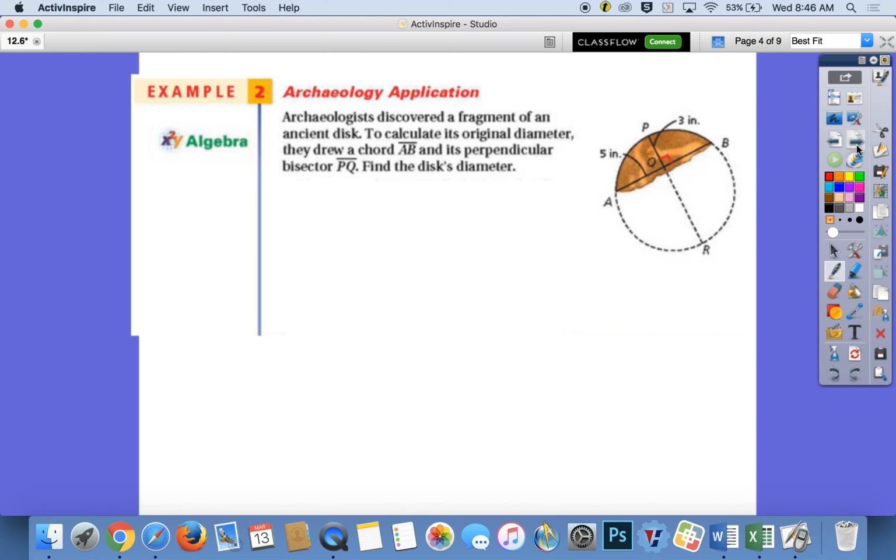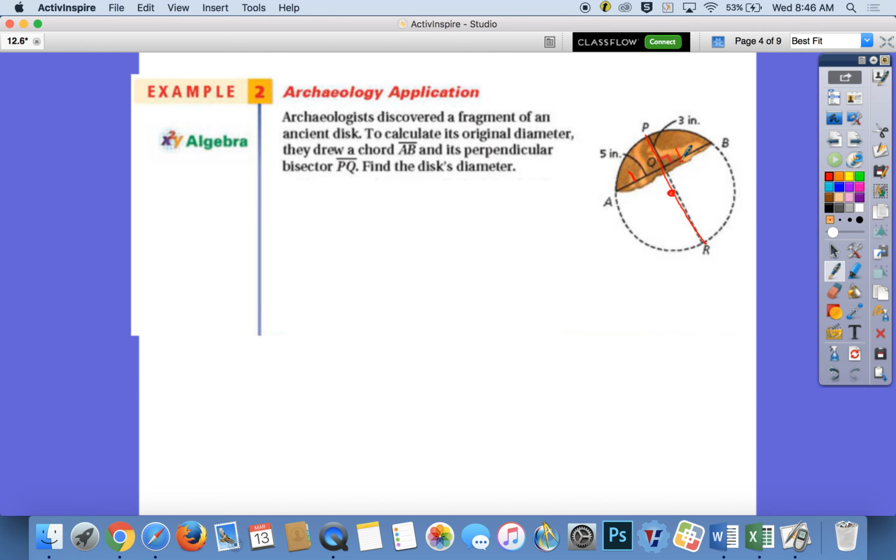So looking at a little bit of a different problem, this pulls a theorem that we used several days ago. Archaeologists discovered a fragment of an ancient disk. To calculate its original diameter, they drew a chord AB and its perpendicular bisector PQ. Based on what we talked about before, if a diameter or a radius intersects with a chord, it is the perpendicular bisector. So that means this is going to be the diameter.